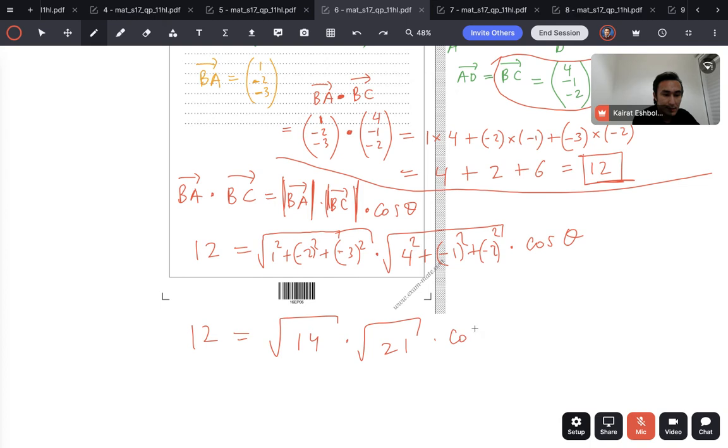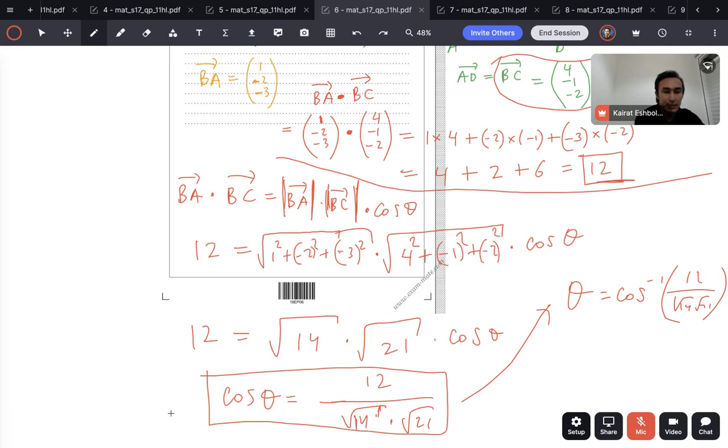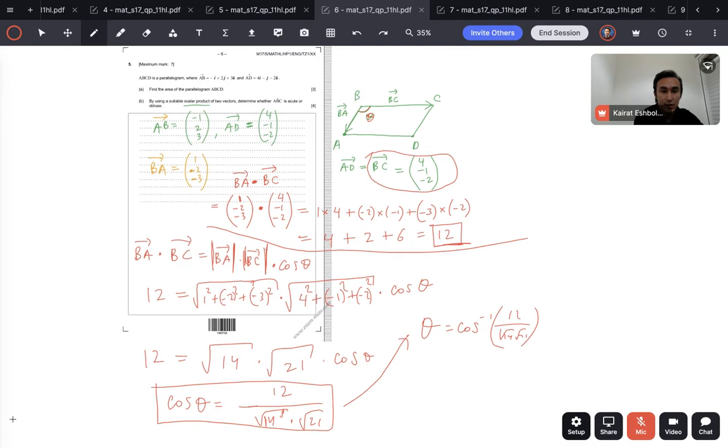Okay, times cosine theta. And so that means cosine theta is equal to 12 over these two, so root 14 times root 21, right? Okay, so that's the value of cosine theta. And finally, we can find what theta is, cosine inverse of that whole thing, right? So 12 here, and then over root 14 and root 21. And using a calculator, I'm quite sure it's going to give an acute angle. So this is acute, okay?